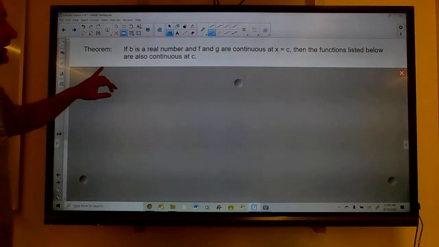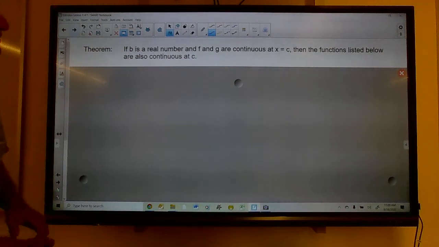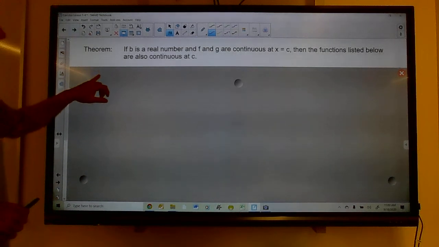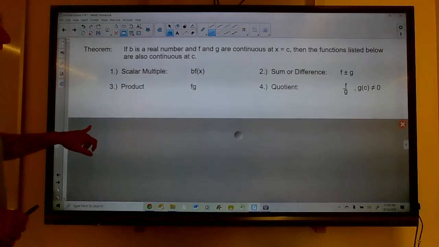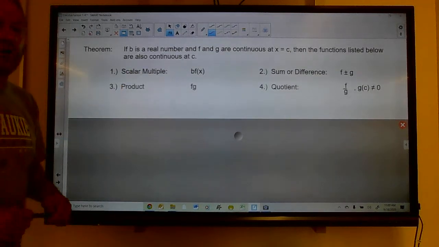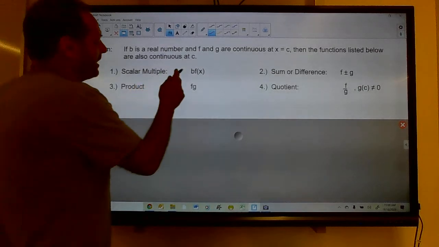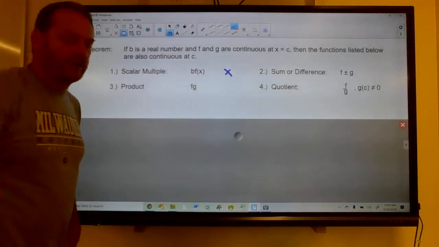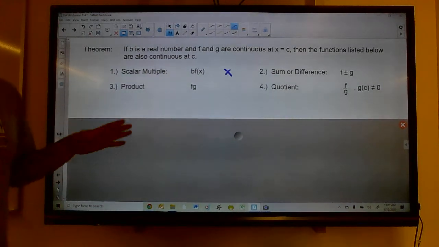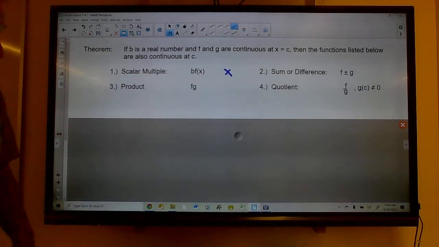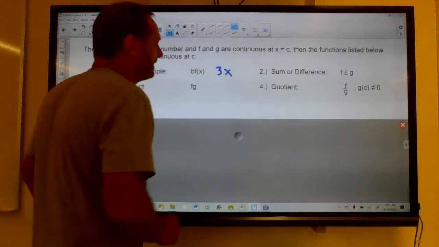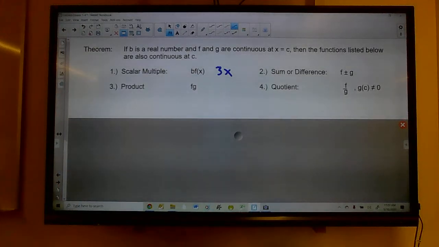Okay, we have a theorem. If b is a real number and f and g are continuous at the point x equals c, then the functions listed below are also continuous at c. So I can take a scalar multiple. What that means is if I had the function y equals x, that is continuous. It's just a straight line, okay? And that also means that 3x is continuous.